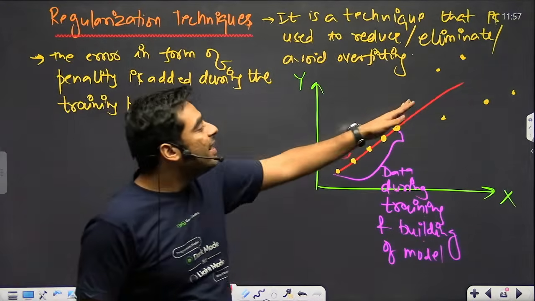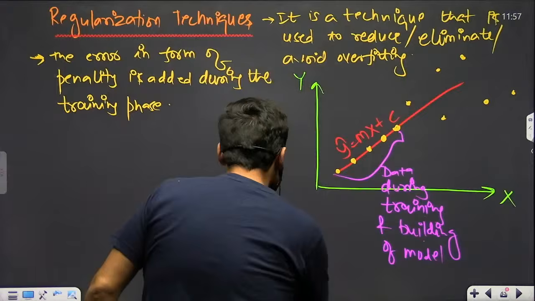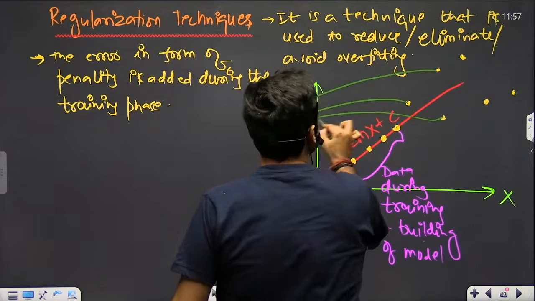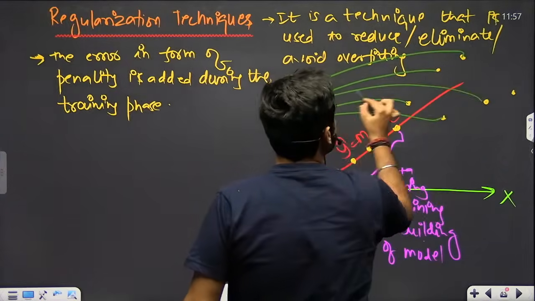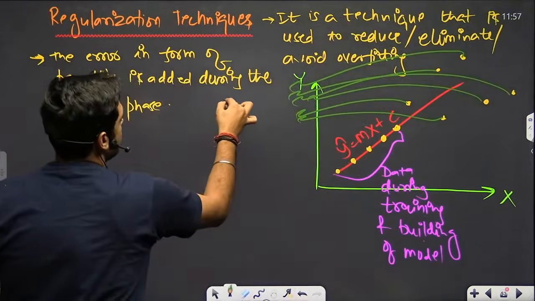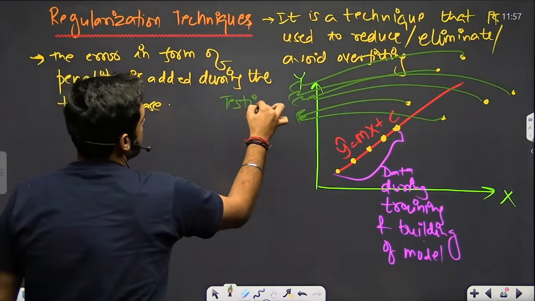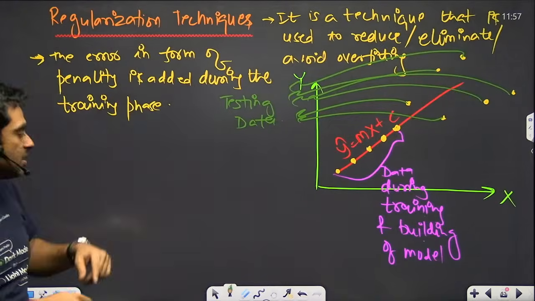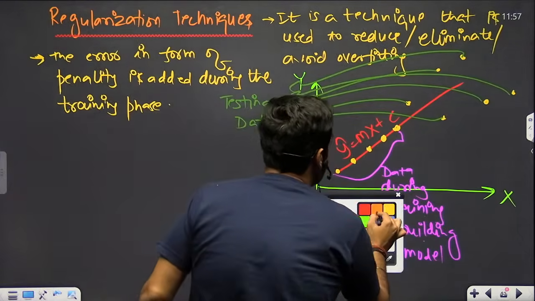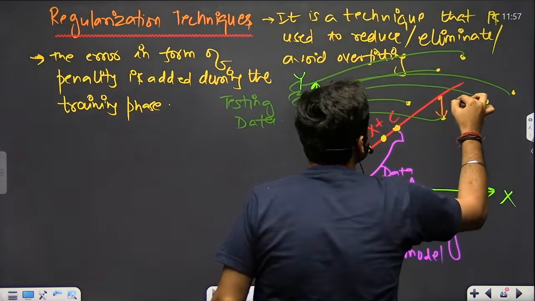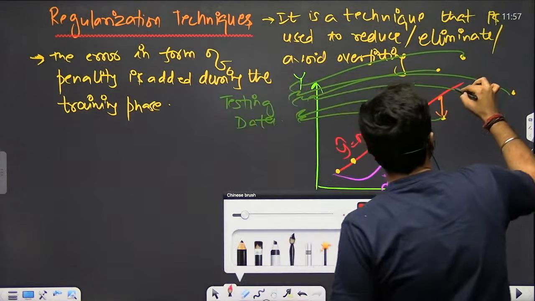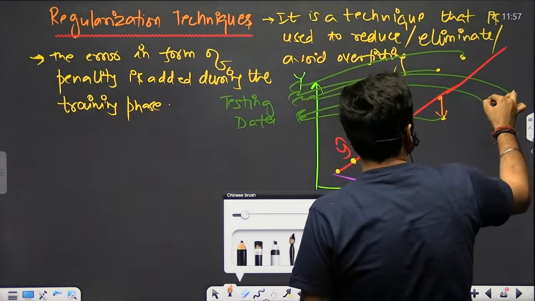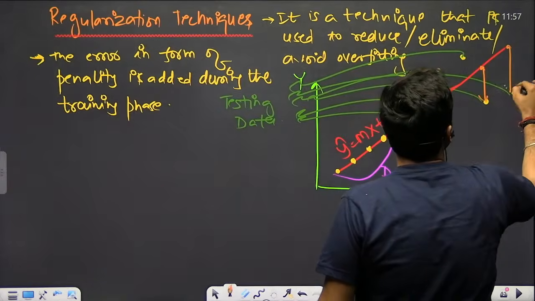Now when I tested this model using the testing data, these are the testing data. So when I tested this model, what did I find? I found that errors are very high. You just see here, the errors are very high in the testing phase.